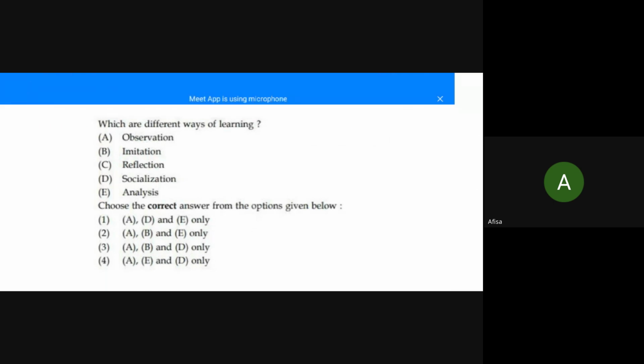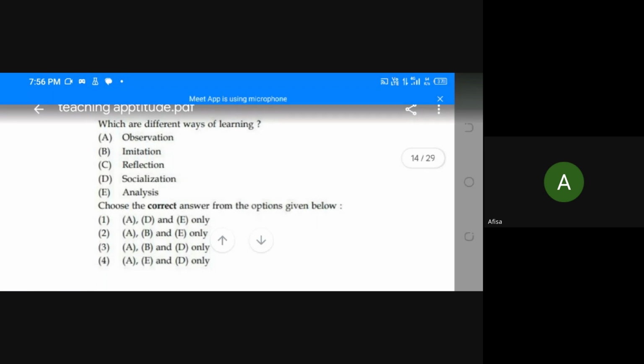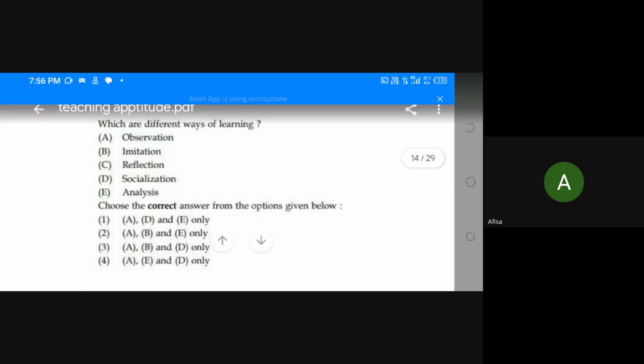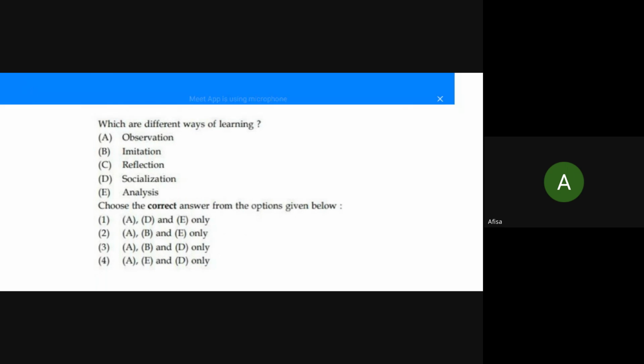This question is also having a little bit of confusion, so I am going to skip it. Actually, what are the different ways of learning? We can learn through observation, imitation, reflection, socialization, and analysis. So this is a little bit confusing, so I am going to leave this question. Here they are only giving us three options to select.